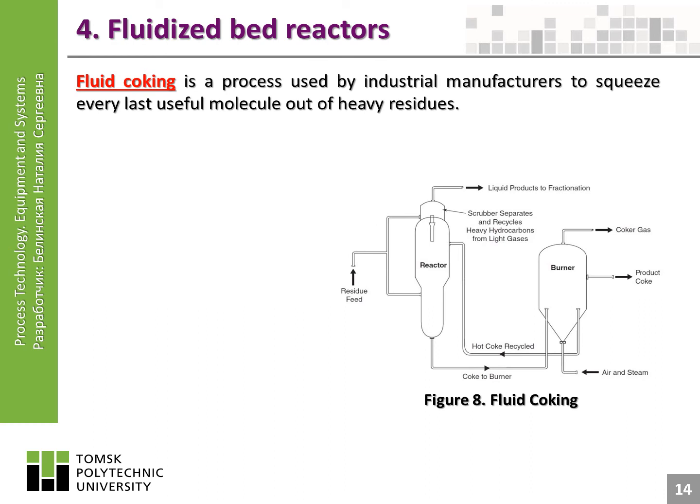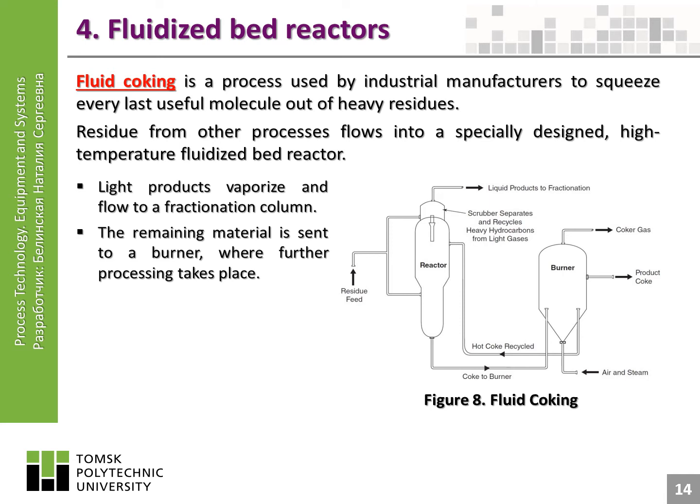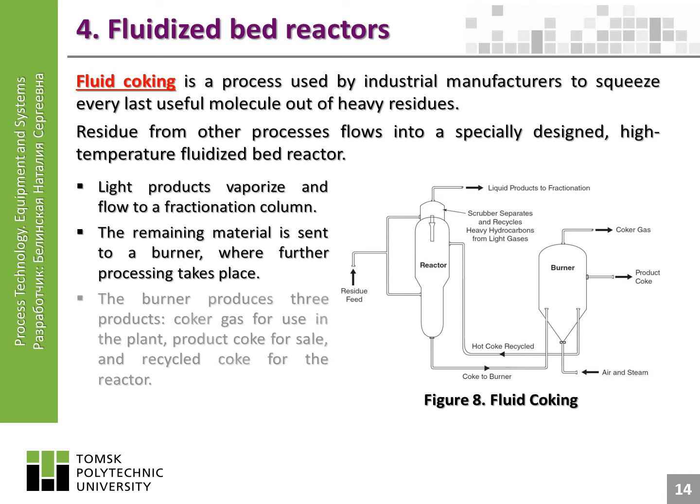Fluid coking is a process used by industrial manufacturers to squeeze every last useful molecule out of heavy residues. Residue from other processes flows into a specially designed, high-temperature fluidized bed reactor. Light products vaporize and flow to a fractionation column. The remaining material is sent to a burner, where further processing takes place. The burner produces three products: coker gas for use in the plant, product coke for sale, and recycled coke for the reactor.